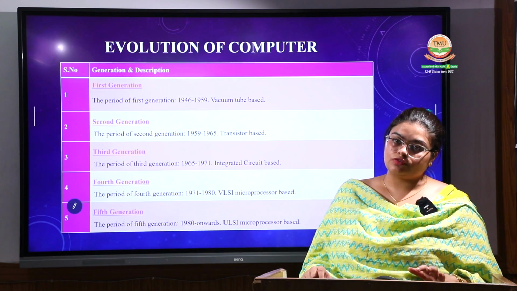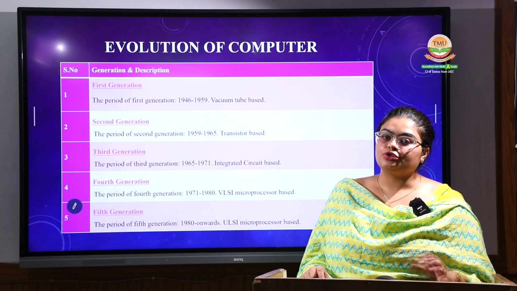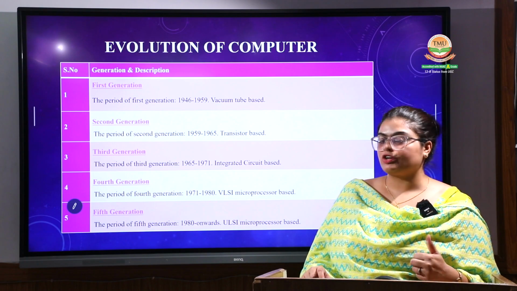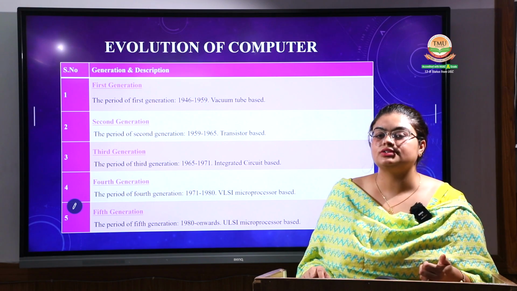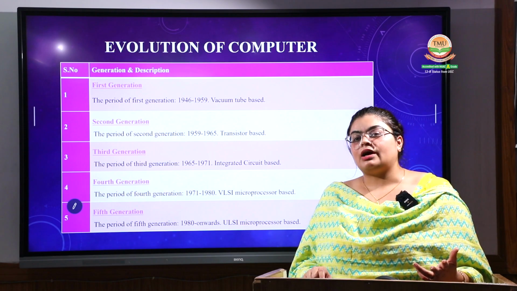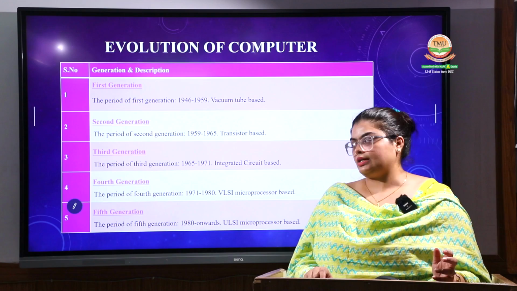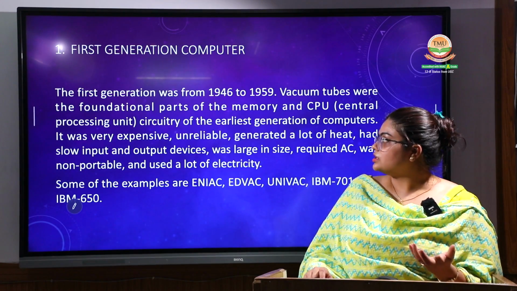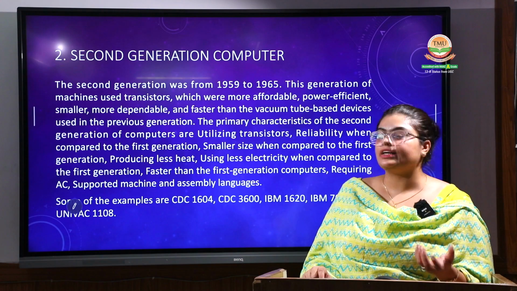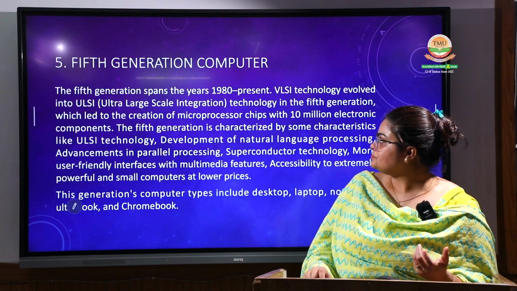Next, the evolution of computer. Earlier I told you there are 5 generations, or the computer has evolved in 5 forms. First is where vacuum tubes were used, second transistors, third integrated circuits, fourth microprocessors, and fifth artificial intelligence, or we can say ULSI. Some of the generations were defined in detailed form in yesterday's class.